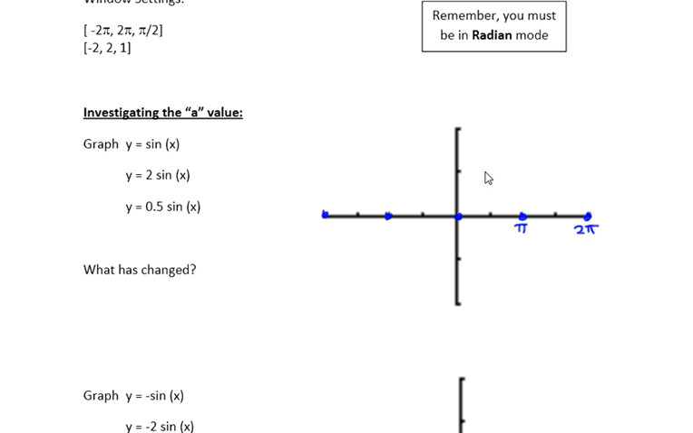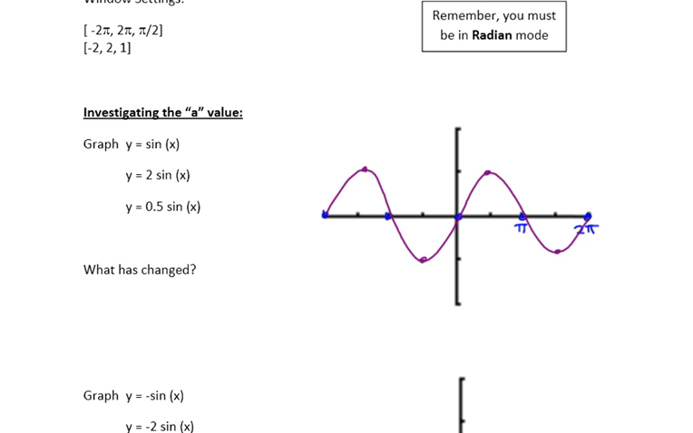It's going to be at pi over 2, it'll be 1, 3 pi over 2, negative 1. And then negative pi over 2 will be negative 1, and negative 3 pi over 2. So just a quick sketch.